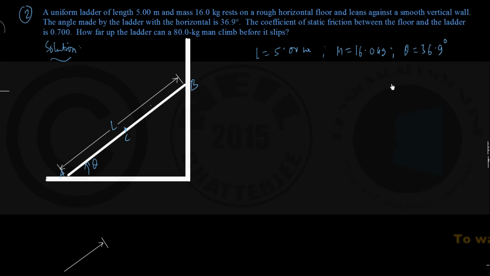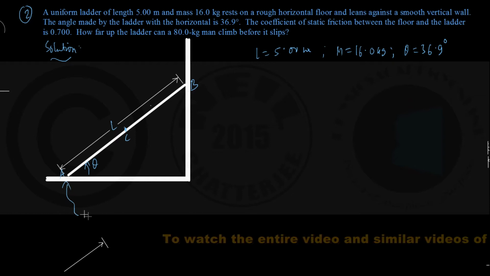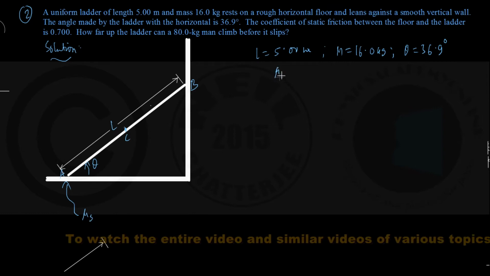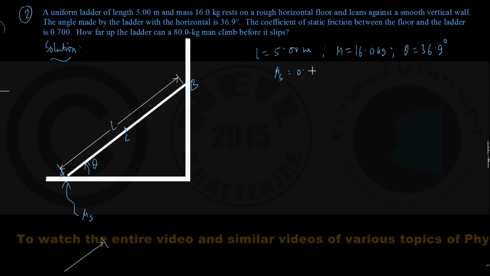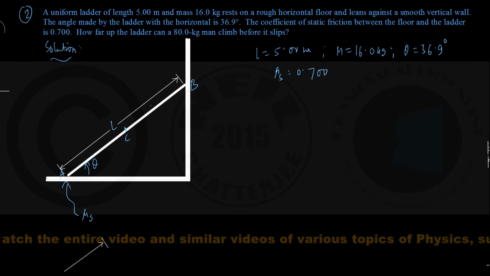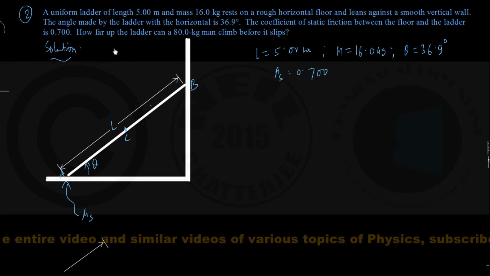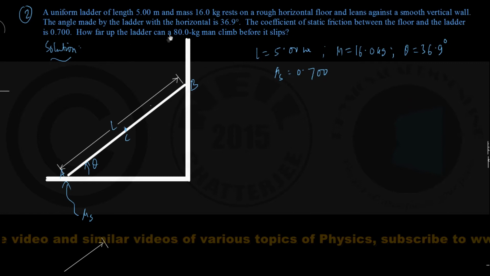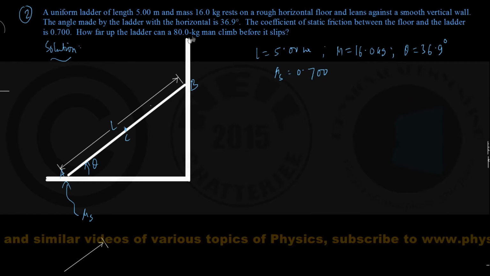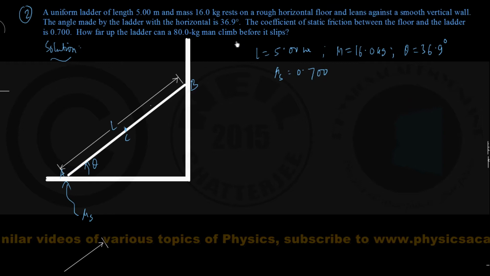Useful results. The coefficient of static friction between the floor and the ladder is 0.700. So here you understand that where the ladder has touched this rough horizontal floor, the frictional coefficient mu s, this mu s value is 0.700. We shall need it while finding the force of limiting friction acting on the ladder. How far up the ladder can a man of mass 80 kg climb before it slips?